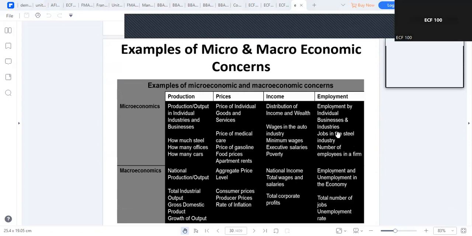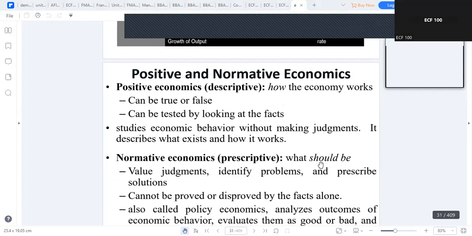When we're dealing with microeconomics, we're basically looking at production in the individual firms, businesses, and industry, whereas macro looks at the national production. When we're dealing with prices, we look at individual goods and services, whereas macro looks at the aggregate level of pricing. Income, we're looking at the distribution of wealth for individuals, whereas macro looks at the national income, the wages, the salaries. Employment, we're looking at the individual levels of employment, whereas macro looks at the aggregate employment level in the economy as a whole. So these are the differences that we could look at.